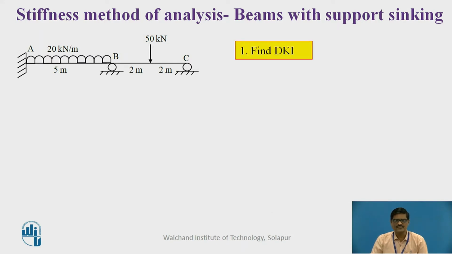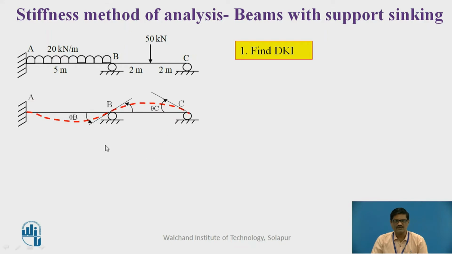So to begin with, first of all, we need to calculate the degree of kinematic indeterminacy, and for that a deformed shape we need to consider. As shown here, a probable deformed shape is considered where theta B is in anti-clockwise direction and theta C is in clockwise direction. So these are the two unknowns possible, rotation at B and rotation at C. Therefore DKI is 2, and D1 is theta B that we consider anti-clockwise, and D2 is theta C that we consider clockwise.